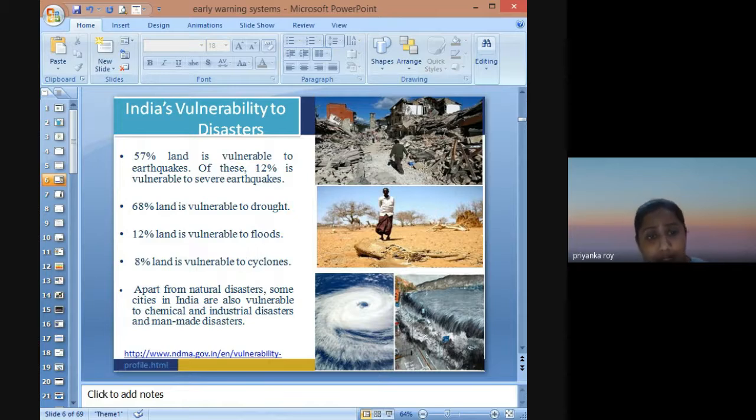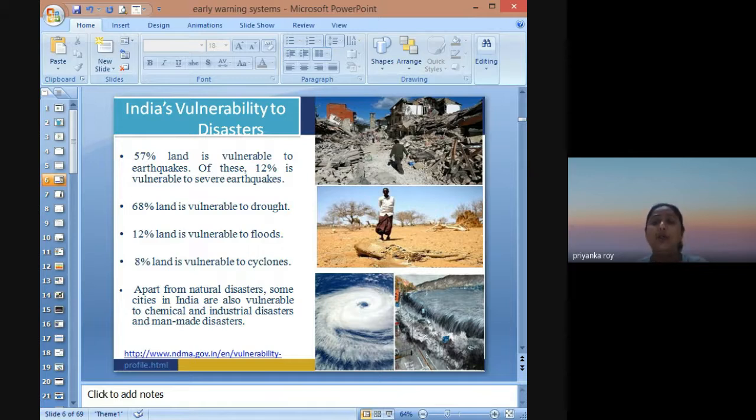So apart from natural disasters, some cities in our country are also vulnerable to urban disasters that can come out of industrial activities or man-made accidents, in metropolitan and megapolitan cities. Like in Delhi, we have been having fire accidents. The Uphaar Cinema Hall had a very miserable fire accident way back in 1994, and then you have chemical disasters in Bhopal city of Madhya Pradesh.